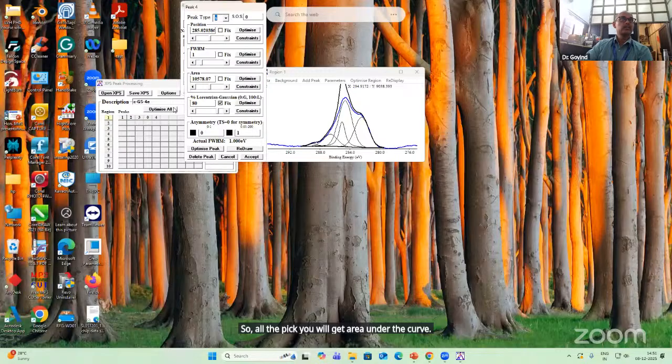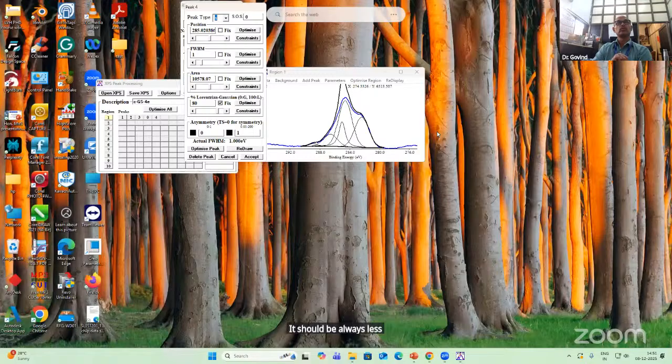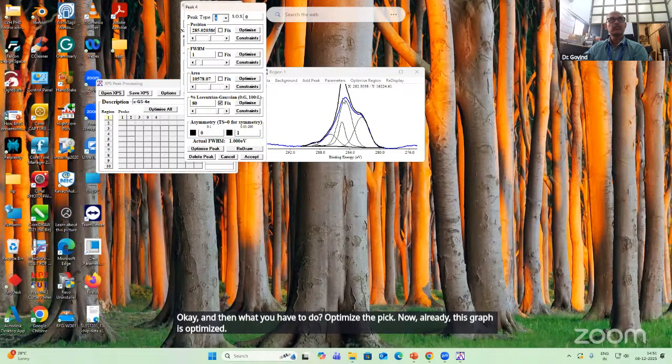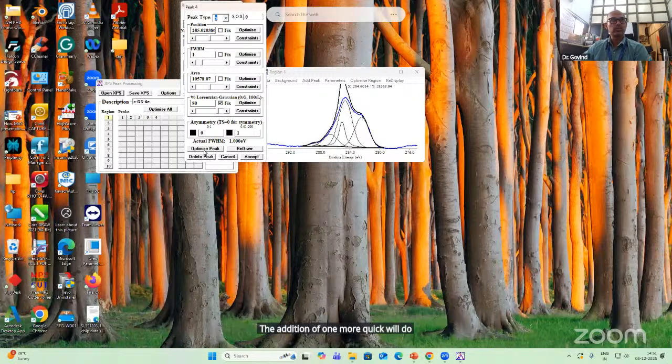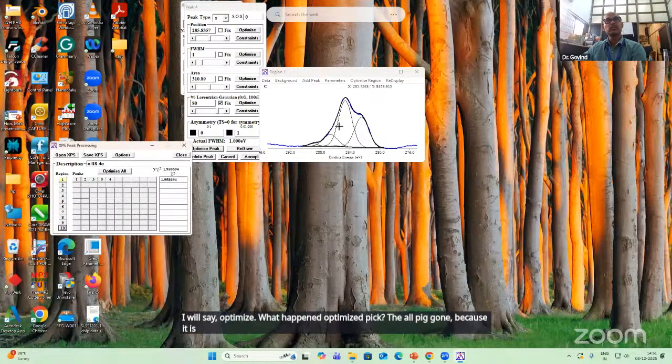Now here what you have to do, always remember that the full width half maximum of that peak should always be less than 2 and more than 0.5. Okay, then you have to see that my fitting is exactly matched. Okay, and then what you have to do, optimize the peak. Now already this graph is optimized, the addition of one more peak will do nothing. I will say optimize. What happened, optimized peak? All the extra peaks are gone, because it is exactly matching with those 4 peaks.